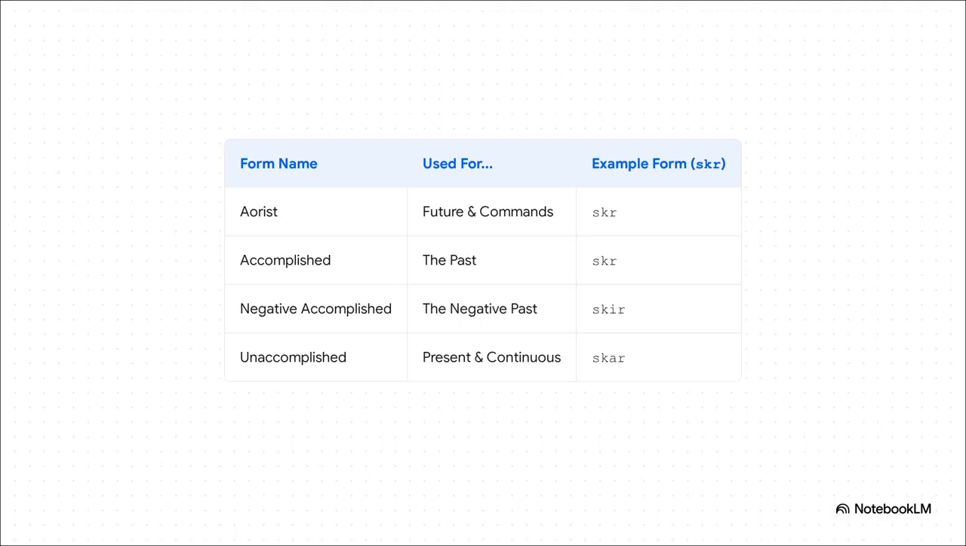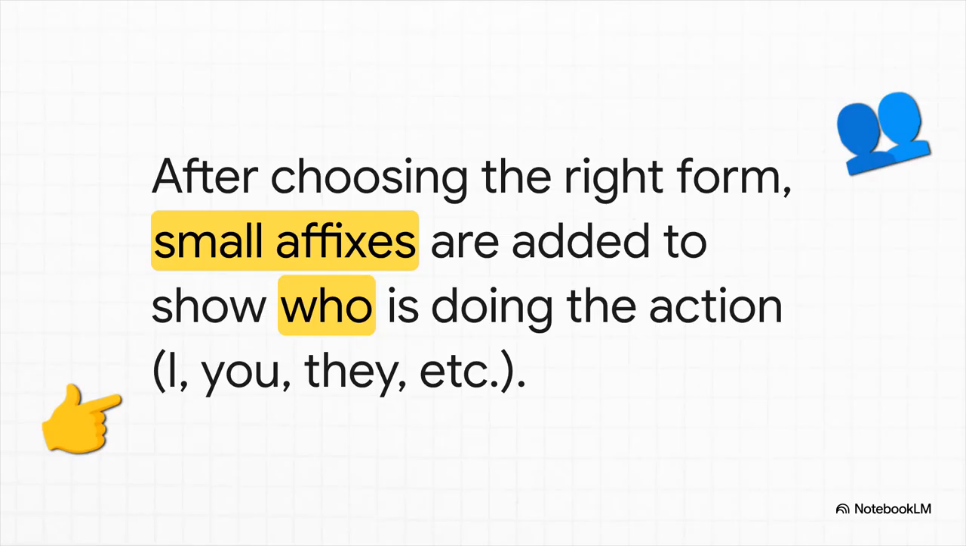Let's just take the verb skra, which means to do, to see how these tools work. You've got the aorist form, that's for the future and for commands. Then you have the accomplished form for the past. But check this out, if you want to say something didn't happen in the past, the root of the verb itself changes to skir. Crazy, right? And for actions that are happening right now or are continuous, it becomes skar. The root of the verb is what's telling you the tense. So once you've picked the right tool from your toolkit for the job, past, present, future, then you just add these little prefixes and suffixes to show who is actually doing the action, whether it's I, you, she, or they.